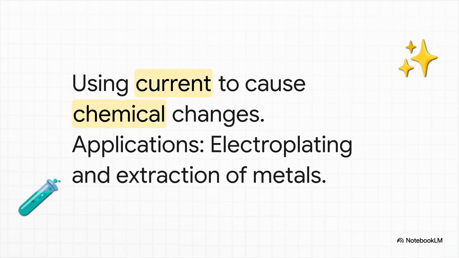So first, let's talk about the chemical effect. Basically, if you pass an electric current through certain liquids, you can force a chemical reaction to happen. This is the secret behind electroplating. That's how you coat a cheap metal with a thin layer of something fancy like silver or gold. It's also used to extract pure metals from raw ore.